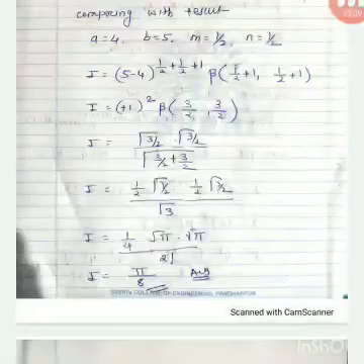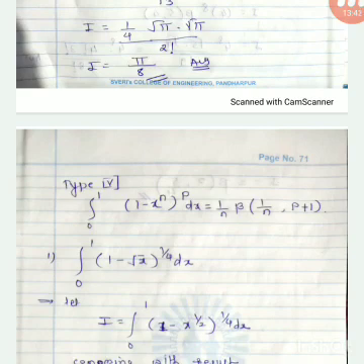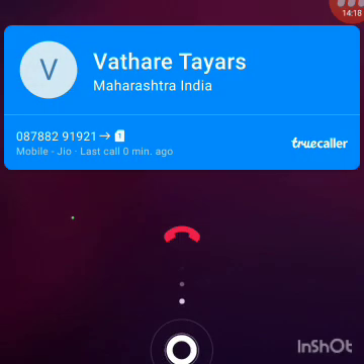Okay, next, 1 raised to half, beta of 3 by 2, 3 by 2. We can use the relation again: gamma m into gamma n upon gamma of m plus n. Okay, next, 1 by 2 into 1 by 2, 1 by 4. This is root pi, and gamma 3 means 2 factorial, so the answer is pi by 8.